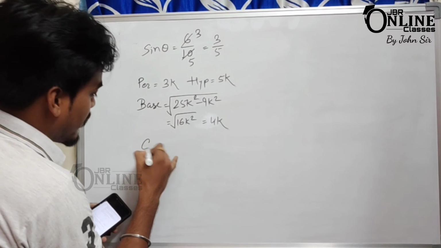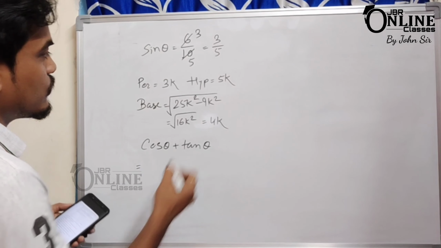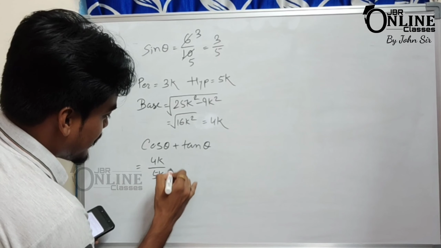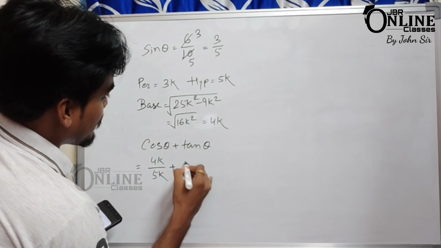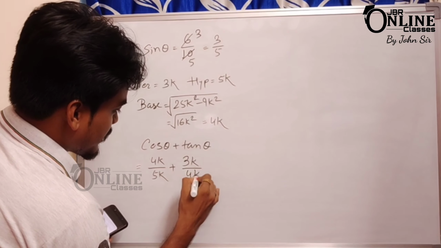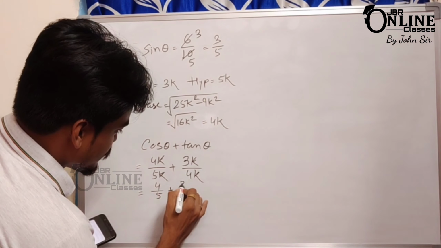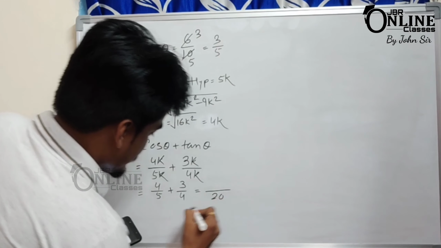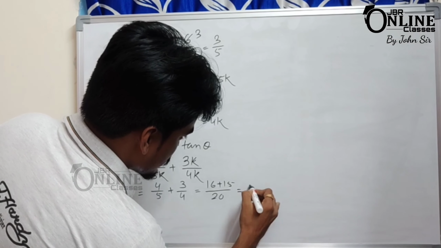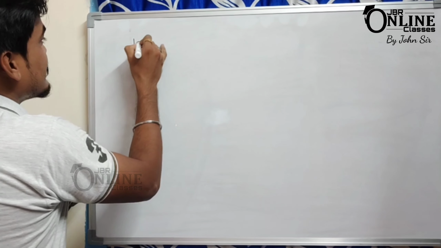Now next thing, you have to find out cos theta plus tan theta. So value of cos theta equals base by hypotenuse. So that means 4k by 5k, and tan theta equals perpendicular by base. So that equals 3k by 4k. Okay. So k cancels out. Then 4 by 5 plus 3 by 4, that equals, with denominator 20, 16 plus 15, so 31 by 20.